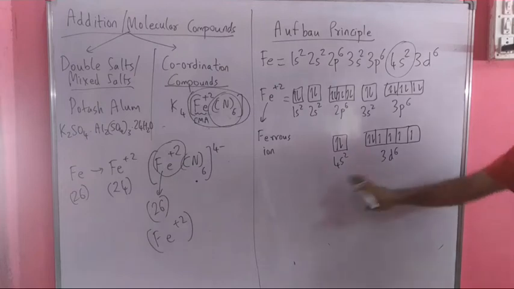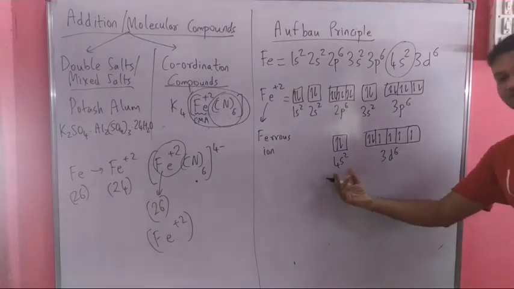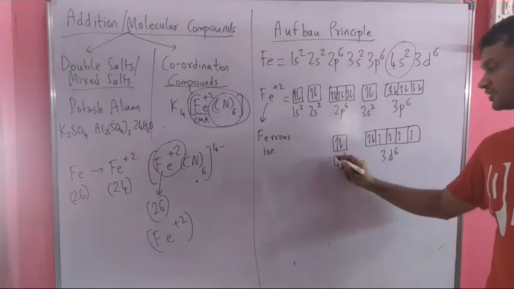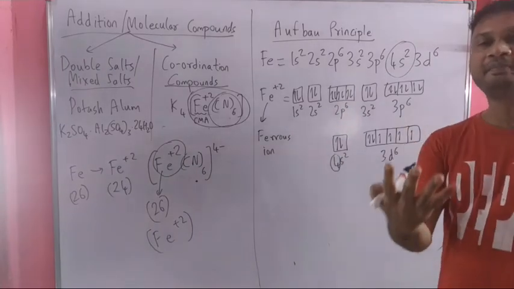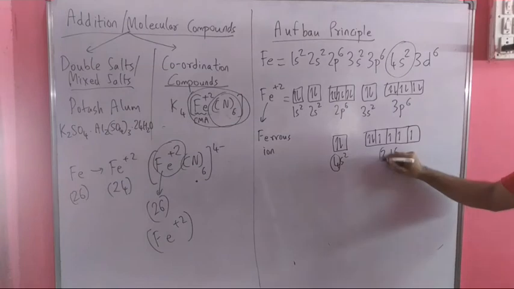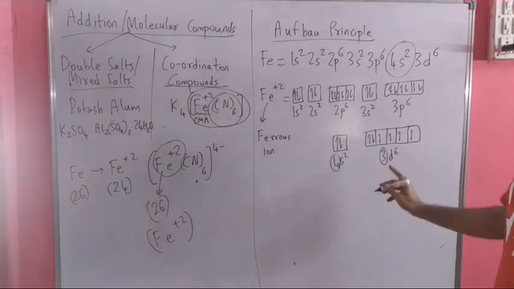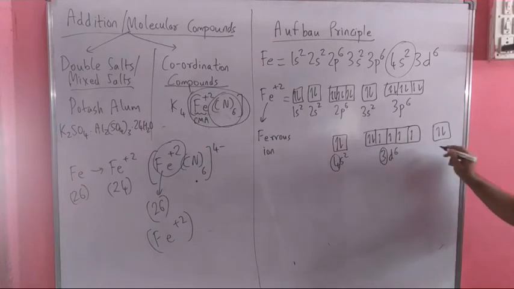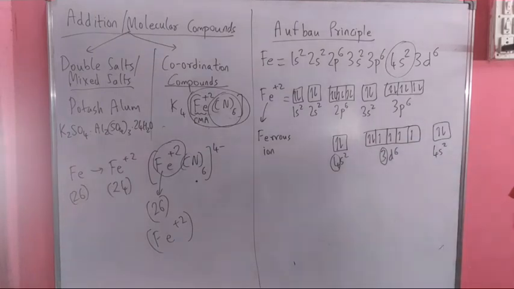Okay. Now, which of these will we write first? Will we write 4s first or 3d first? 4s has more energy because it corresponds to principal quantum number 4, whereas 3d corresponds to principal quantum number 3. So let me write 4s on this side. So this is our 4s2. This is how we'll write the electronic configuration for ferrous iron, Fe plus 2.